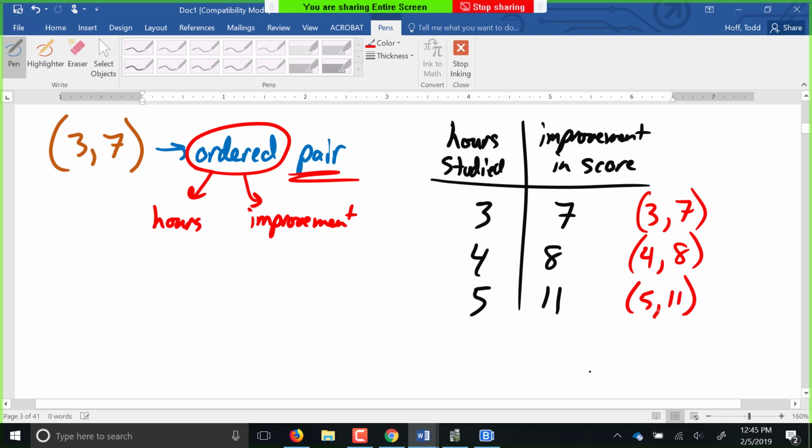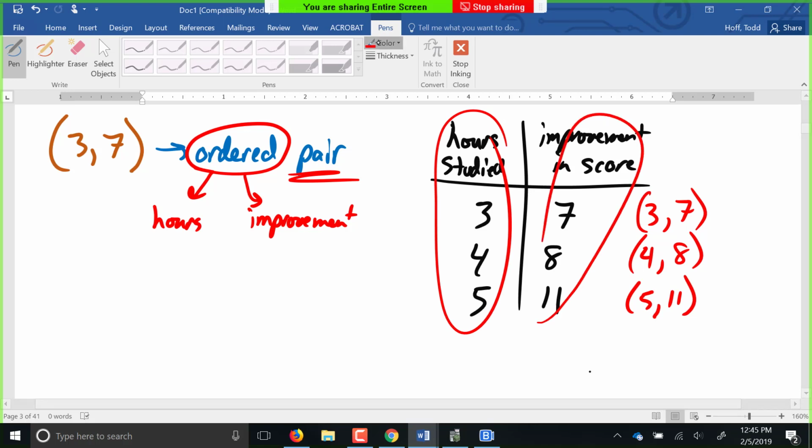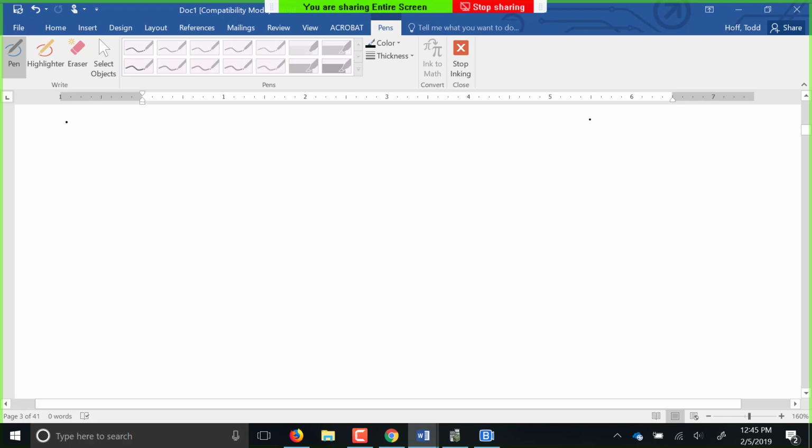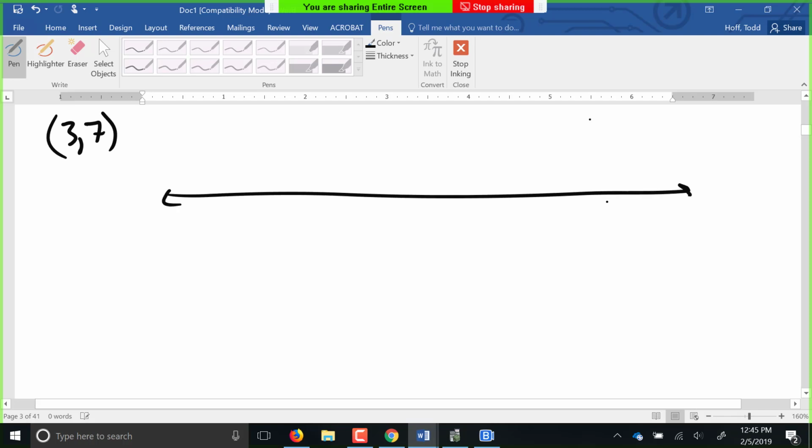And each one of those pairs, notice the first number represents the hours studied, and the second number is that improvement in the score. But even that table is inefficient and not quick to reference. One of the things we talked about yesterday about graphs, the strength of them is that you can reference values very quickly. You can find the largest value, or you compare two values to see which one's bigger or smaller. Let's keep that 3, 7 in mind here. Efforts were made historically to do that on a number line.